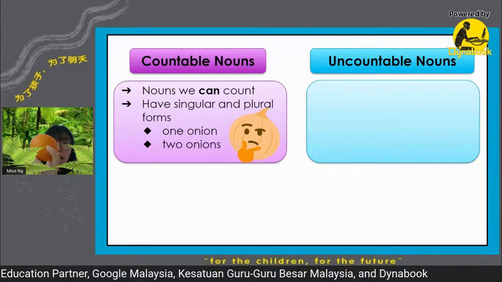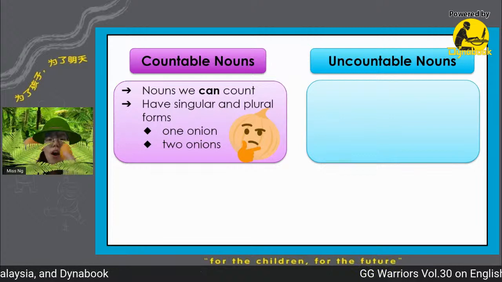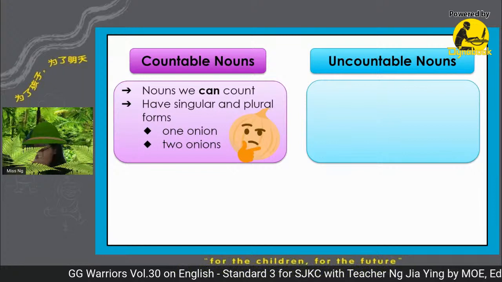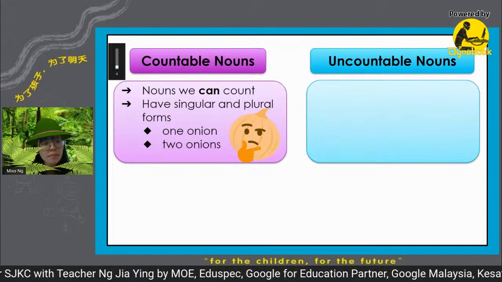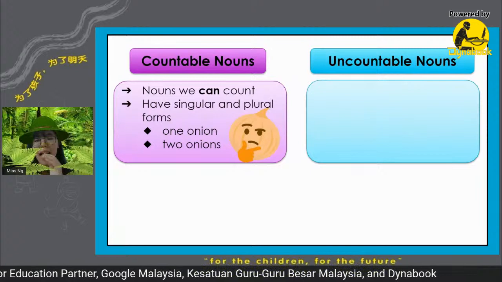So when I have two, I can still count them. Two oranges. Okay, everyone. And now let's look into uncountable nouns. As you can see, uncountable nouns. Un means cannot or no.